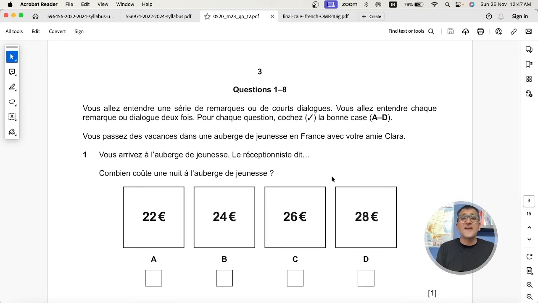So it says ça fait 24 euros. So you have to just listen carefully and you need to answer. So this is how question 1 to 8 goes.